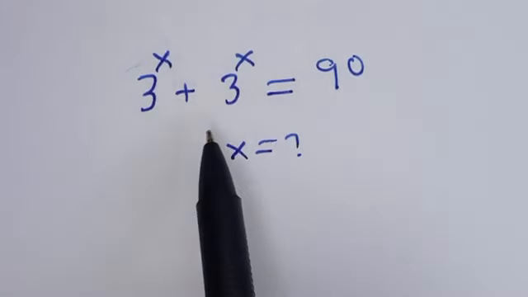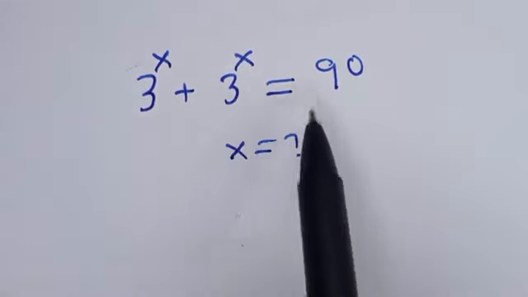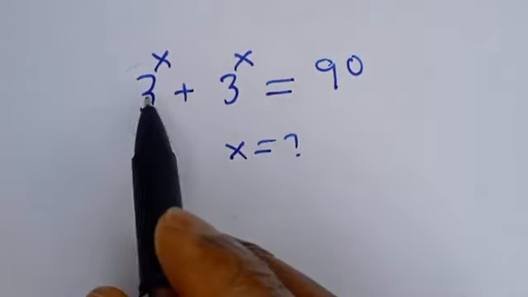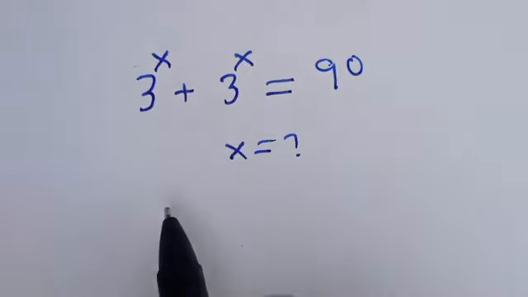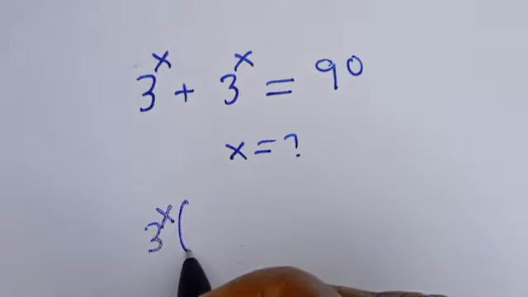Hello, how to solve for s in this beautiful equation? 3 to the power of s plus 3 to the power of s is equal to 90. Then from here, we can see that 3 to the power of s is common. Let's bring it out. We have 3 to the power of s, bracket.